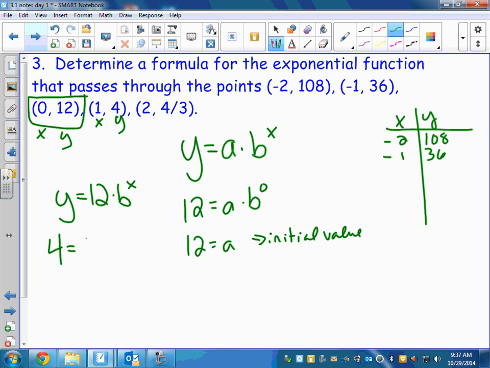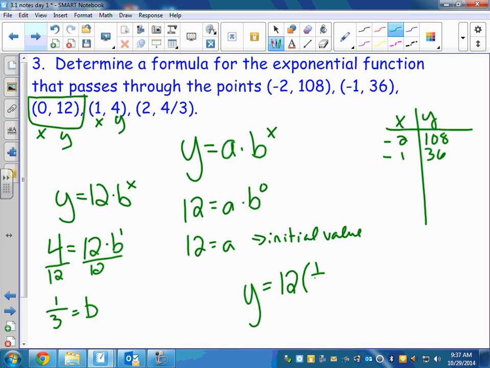So I'm going to say that 4 equals 12 times b to the first, or that's just b. So I'm just going to solve that, just like we solved for a in those quadratic functions, just like we solved for b in y equals mx plus b. And I get that my base is 1/3 on this problem. So to write the equation, the formula for these points would be y equals 12 times 1/3 to the x power. And you could check that that's true, but it really does work.